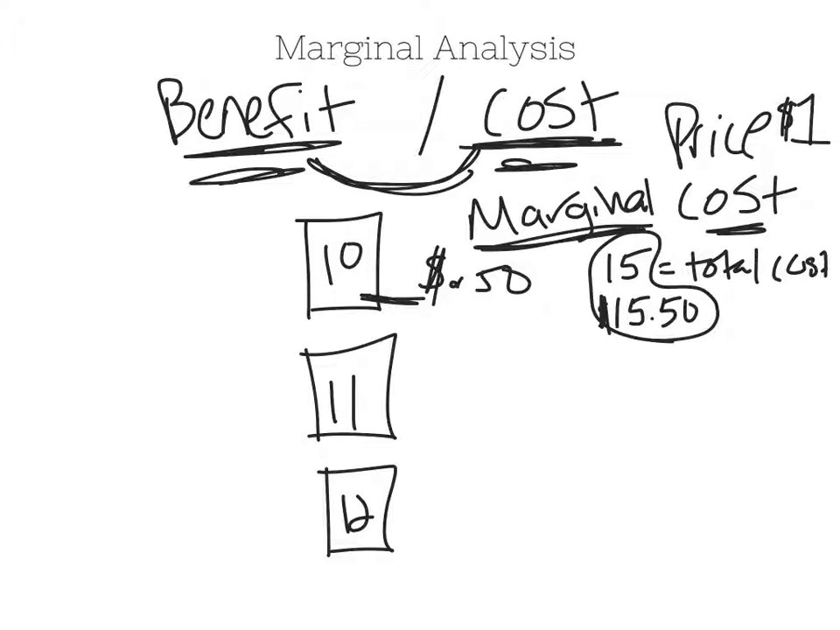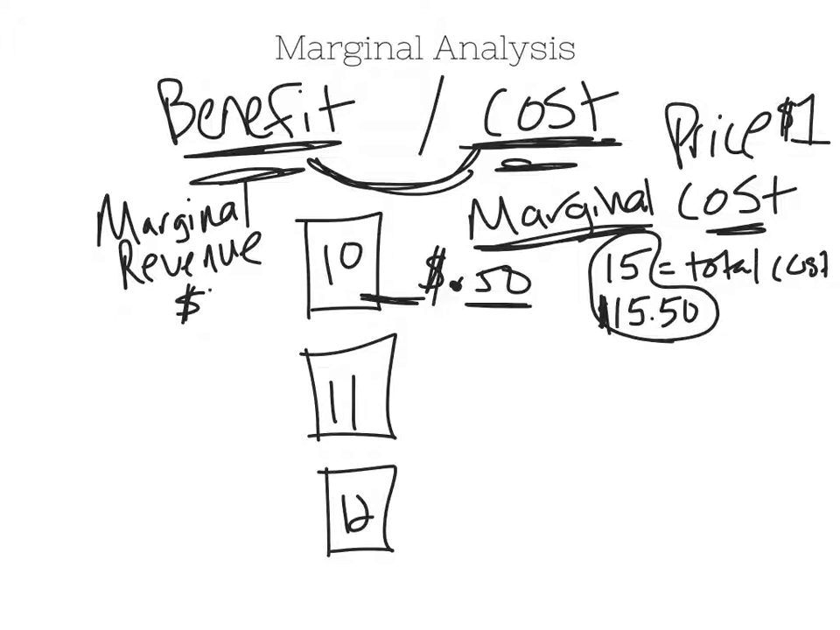Right? Well, how much did I get for that 10th one? Well, then I look at what my marginal benefit is. Right? And we call that marginal revenue. It's basically how much money did I get for that 10th one. So it costs me an extra 50 cents to make that 10th one. How much can I sell that 10th one for? Well, I can sell it for $1.